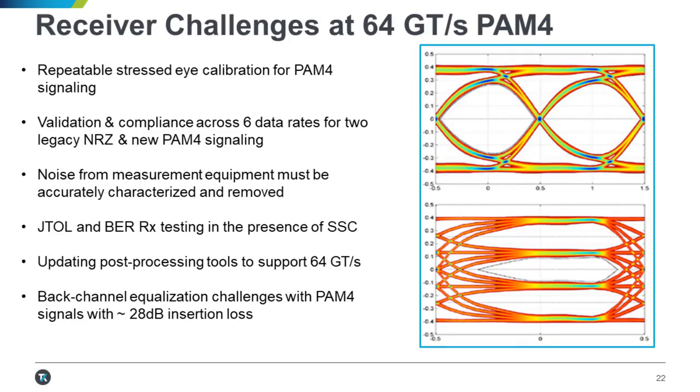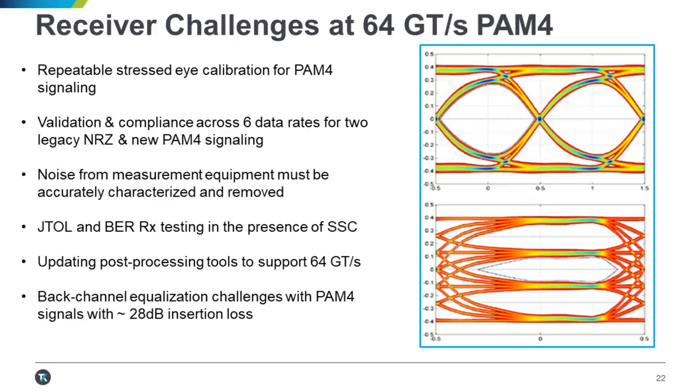Stress eye calibration is definitely one of the more challenging aspects of receiver testing at 64 gig. Also repeatability. Now we'll have to do validation and compliance testing across 6 data rates. 2 legacy NRZ, 1 PAM4 for receiver testing. Noise from equipment now has to be taken into account in new ways. There's been some spec changes to account for that in the receiver section as well.